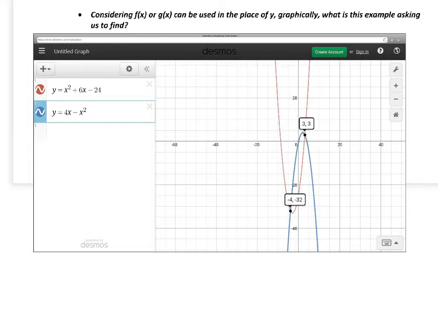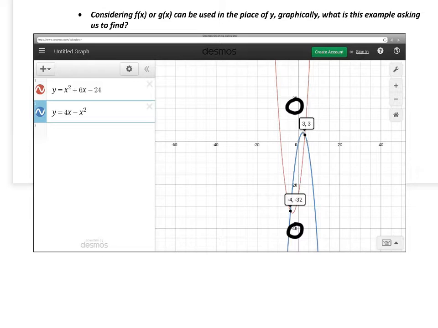Now, in order to see the intersection points of these graphs, you're going to have to adjust your window a little bit. So notice I have my y max at around 20, and the y min is about negative 40, and you'll see the intersection points.